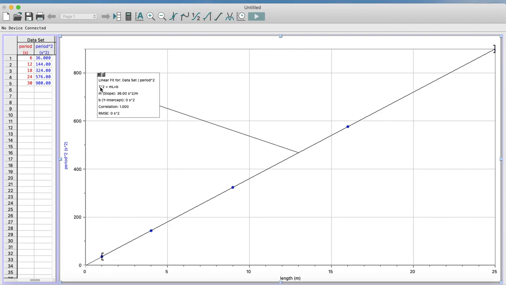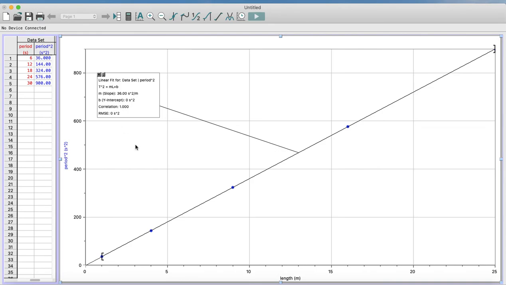So I have t squared as my y variable, and it's going to be equal to m, and m is my slope, which is 36.00 seconds squared divided by meters, and then times L, which is the x variable, length, plus b, which will be 0 seconds squared. So ultimately my equation for my y equals mx plus b function would be t squared equals 36.00 seconds squared per meter times length, or L.